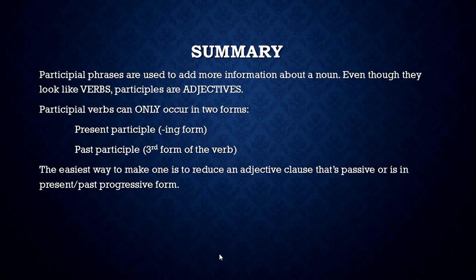So in summary, participial phrases are used to add more information about a noun. Even though they look like verbs, they're actually considered adjectives. Participial verbs can only occur in two forms: the present participle, or ing, and the past participle, or third form of the verb. So again, if you're still struggling, the easiest way to do it is to reduce an adjective clause. But if you do that, then you have to make sure that the adjective clause is in the passive form or in the present progressive or past progressive form.